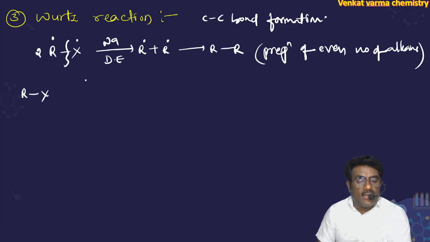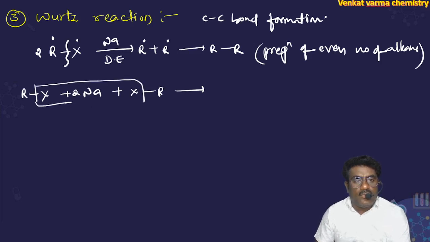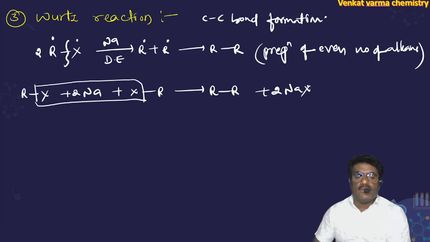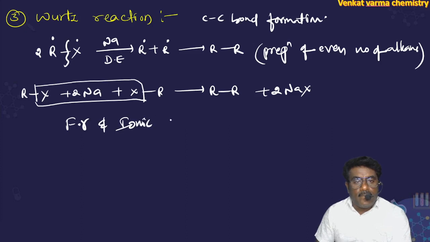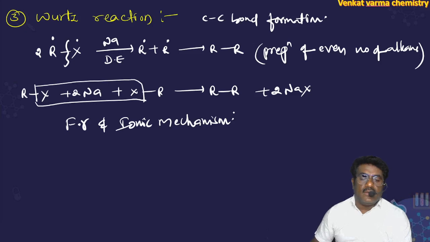For example, 2 moles of alkyl halide in presence of sodium in dry ether. So simply, R-R plus 2NaX. The Wurtz reaction involves a free radical mechanism and an ionic mechanism.